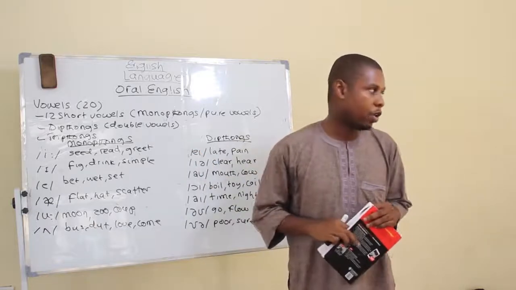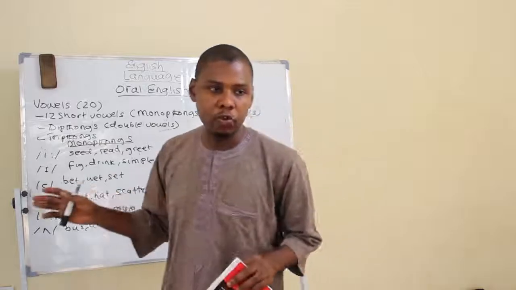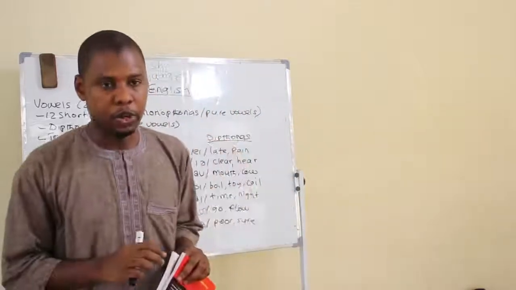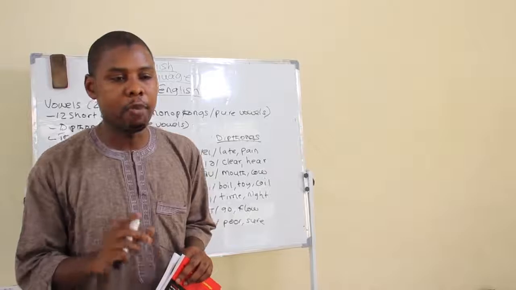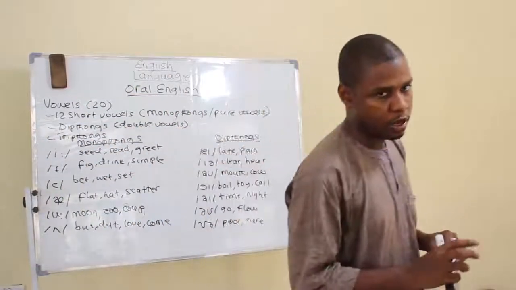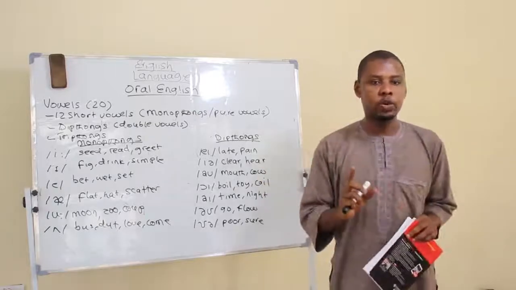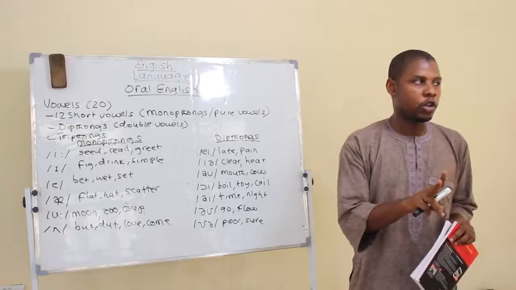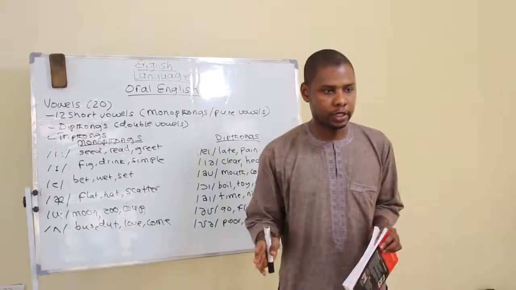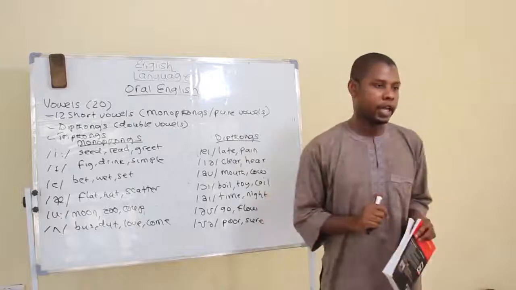Today's topic is on oral English, and we are going to start with sounds. There are basically two types of sounds: vowels and consonants. So today what we're going to do is to look at these two, vowels and consonants. Now, we start with vowels today.